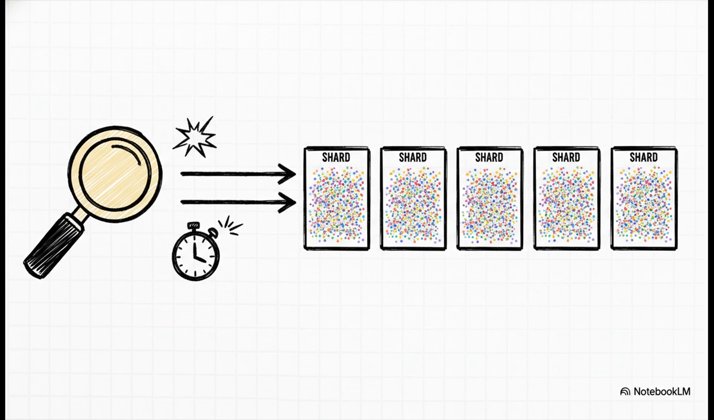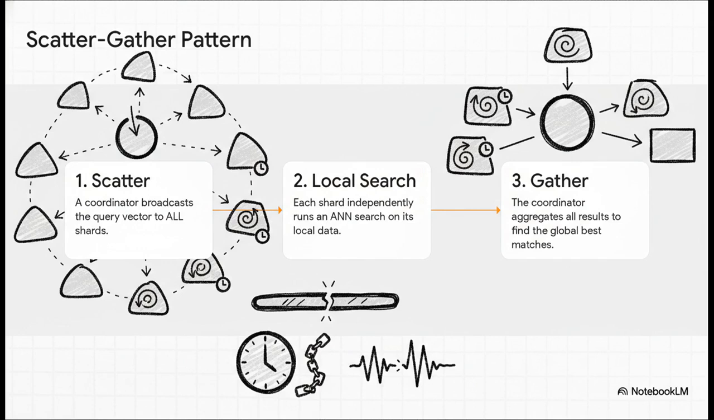Because your similar data is scattered everywhere, if you search for something, you have to ask every single shard in the system for an answer. This is what's known as the scatter-gather penalty. And you can see right here how inefficient this is.